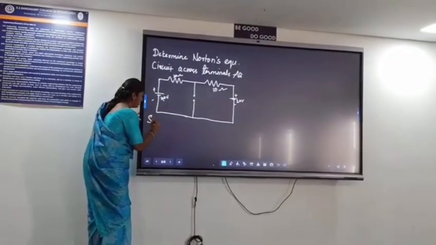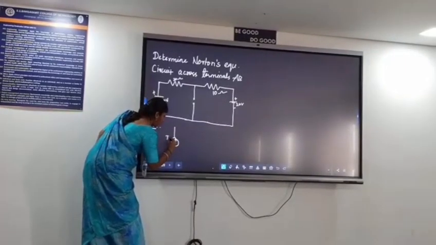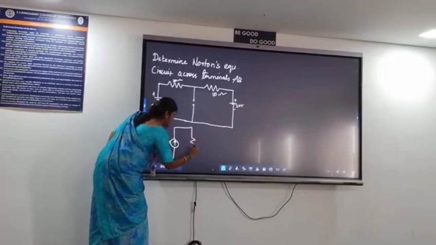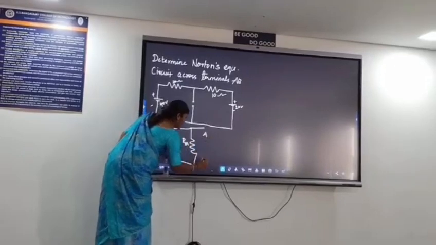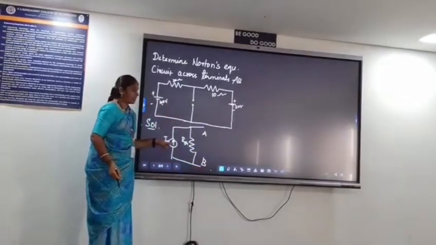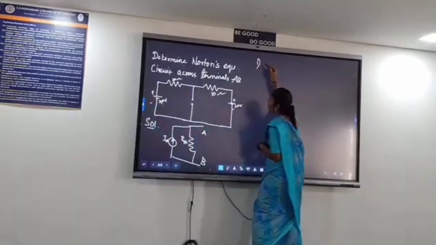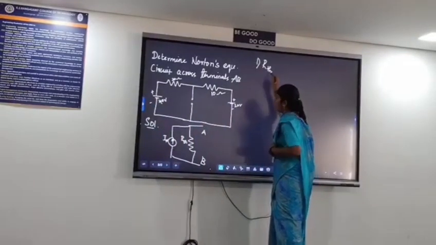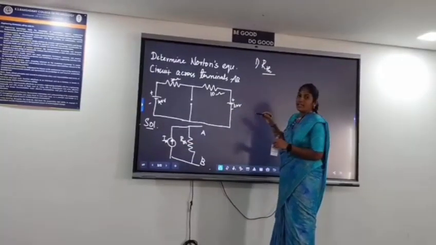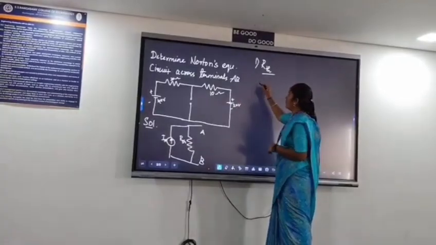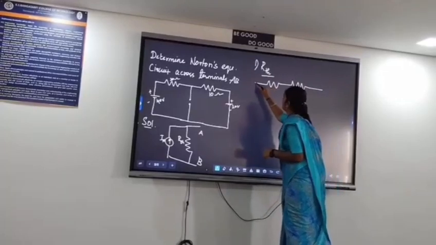Initially we draw the Norton's equivalent circuit, which is IN in parallel with the resistance RTH across the terminals A and B. IN is the current across the terminals A and B. First we have to find the RTH value. As this is the equivalent circuit, we need the values of RTH and IN. To find RTH, we first remove all the voltage sources, so we have only the resistor circuit.